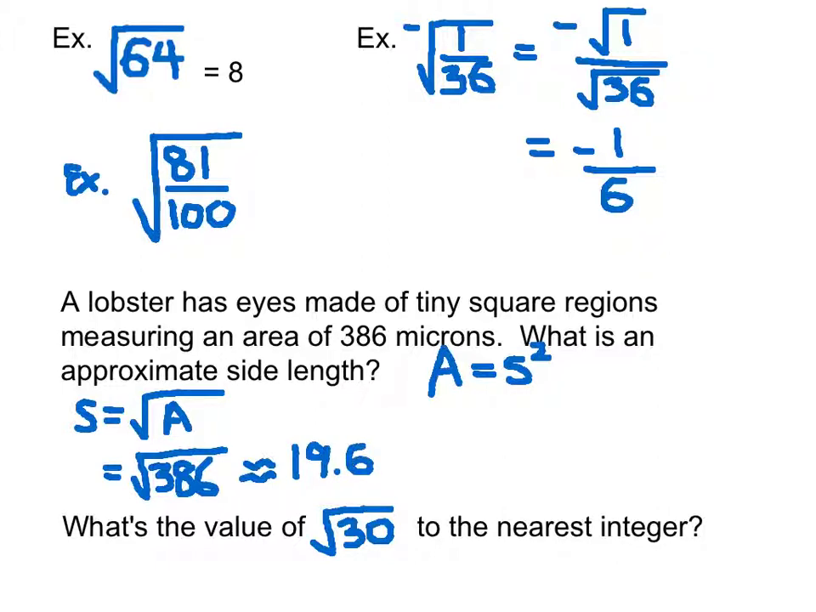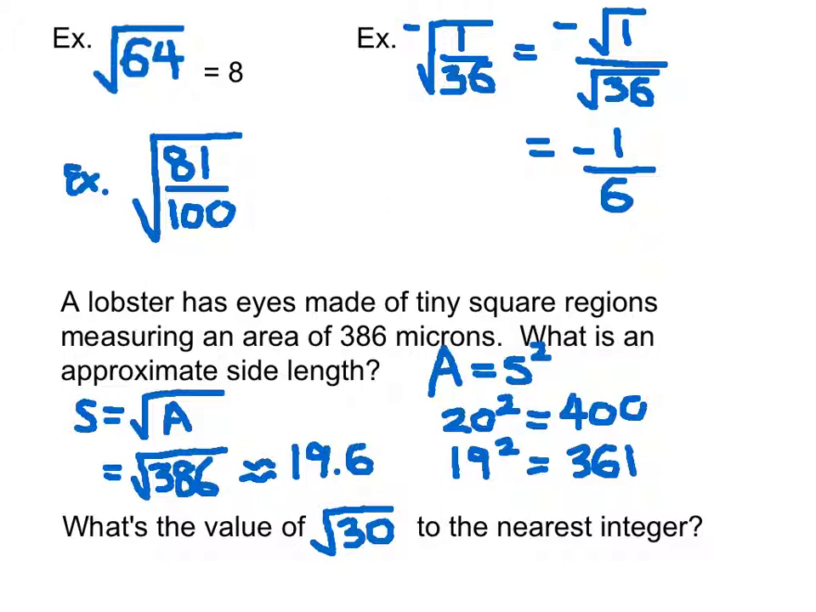Now, if we didn't have a calculator or we weren't allowed to use one on the test, then I could estimate that by figuring out some perfect squares. So let's have a look at 20 squared. I was thinking 20 squared would be good because it's 400. That's really close to 386. It's a little bit higher. So let's compare it to 19 squared. 19 squared is 361. So even though 386 is between these two, it's closer to 20 squared. So you could say that the approximate side length is about 20 microns.